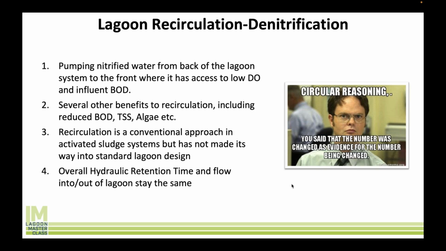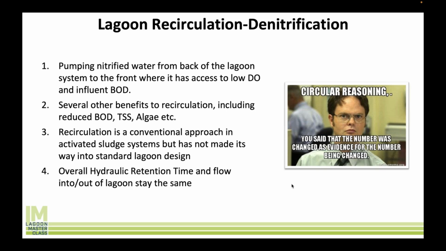This has been done in activated sludge or more mechanical type systems for years, for decades. It's a great effect, right? Makes total sense, right? Take something where you don't have the conditions that you want and put it somewhere else where you do have the conditions you want in order to get what you want, right?